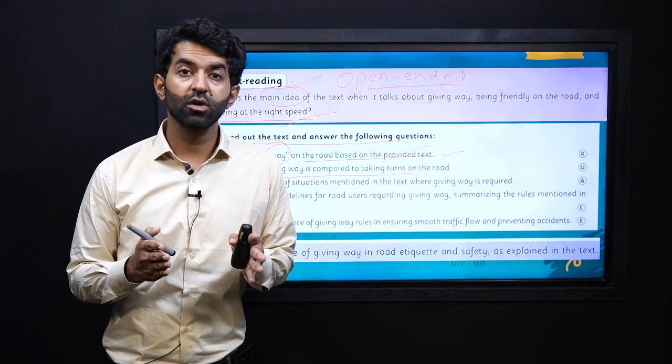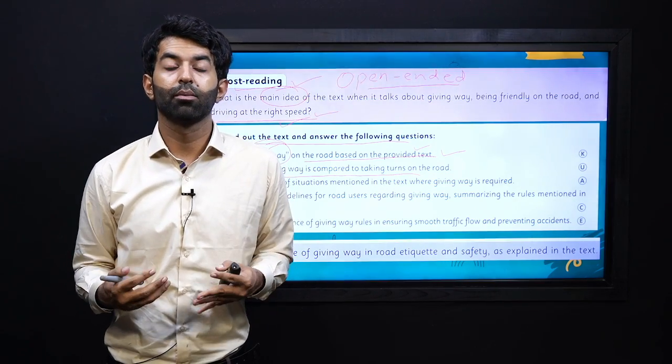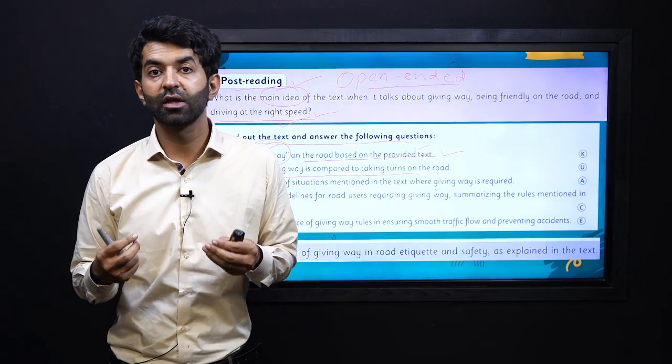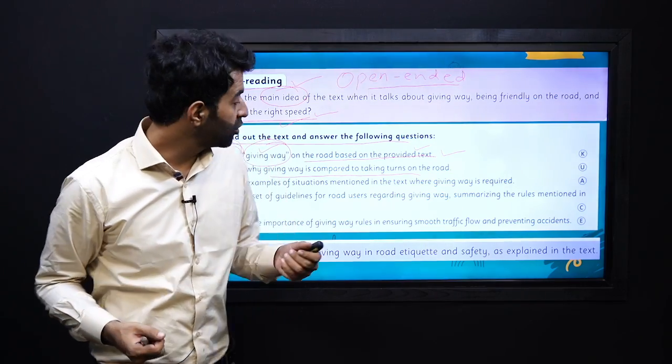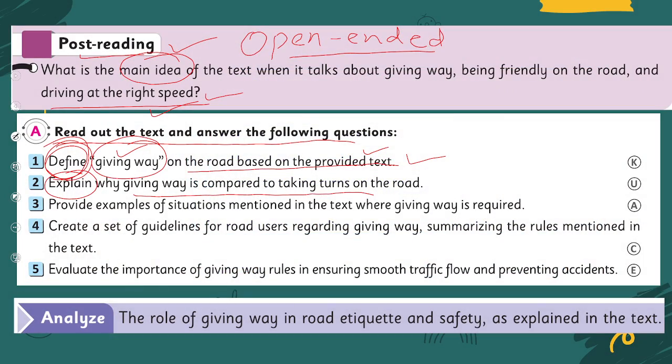Now, the first one was to define it. The answer can be short, but when we are talking about explanation, the answer can be a bit longer, and you have to explain why giving way is compared to taking turns on the road.